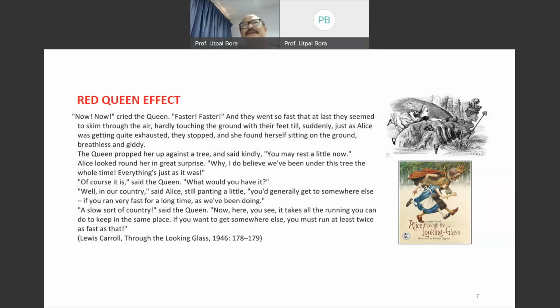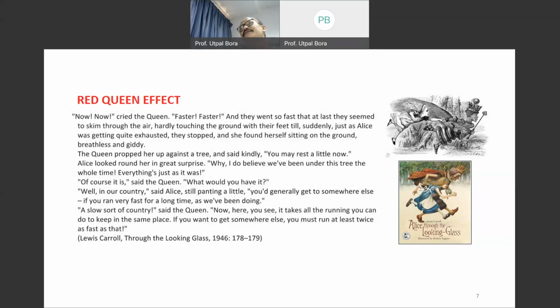So, and the queen suggested, now here you see, it takes all the running you can do to keep in the same place. So the speed with which they were traveling was just good enough to keep themselves under the tree. Okay. If you want to get somewhere else, you must run at least twice as fast as them. So this is the moral of the story in brief.